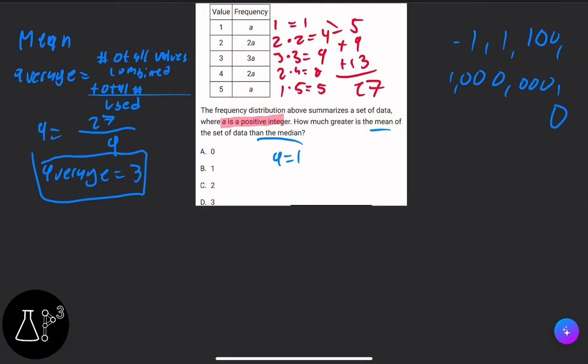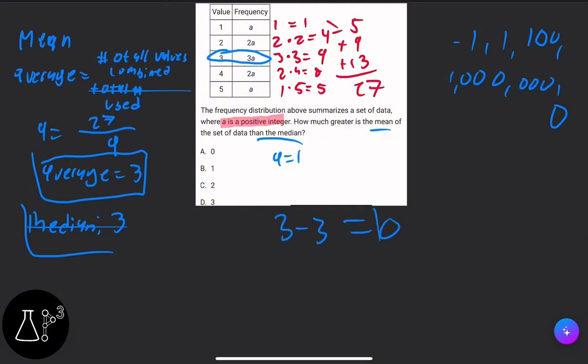For median, it's just the middle number, or 5. Because if I have 9 points, 1, 2, 3, 4, 5, 6, 7, 8, 9, we see that at 5, there's 4 on the left side and 4 on the right side. So in this case, the median would be where the value equals 3, and we can see that right here. So median equals 3. And they're asking us, how much greater is the mean of the data set than the median? They both equal the same, so we do 3 minus 3. That equals 0, so the answer is A.